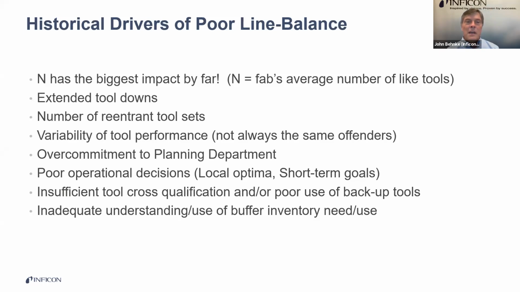The other thing is insufficient tool cross-qualification. And that's about the N, right? One way to make N effectively larger is by cross-qualifying tools and allowing them to be quickly qualified for different operations. This is often overlooked by people, and very critical if you have a factory that is not large. And then buffer inventory, we don't really have time to get into that, but either the overuse or underuse can play a lot into linearity.